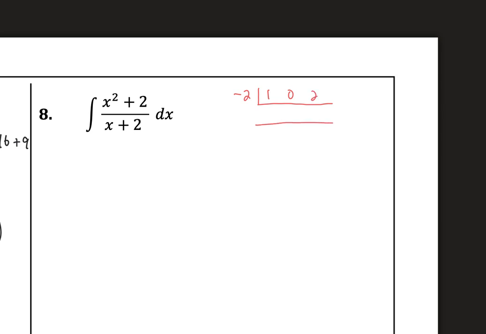Okay, and then remember, you do coefficient. Coefficient of x squared is 1. That's how you got that 1. There's no x term, so you put a 0, and then there's a 2.